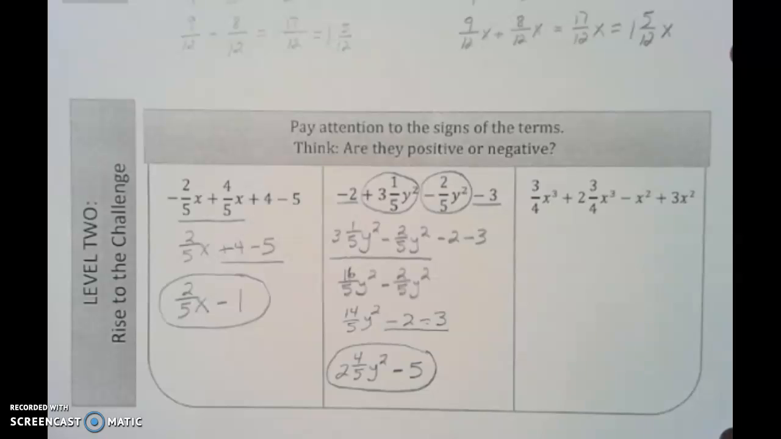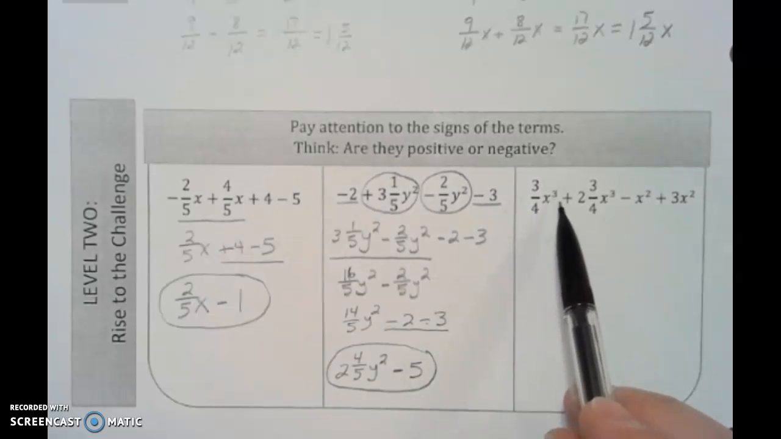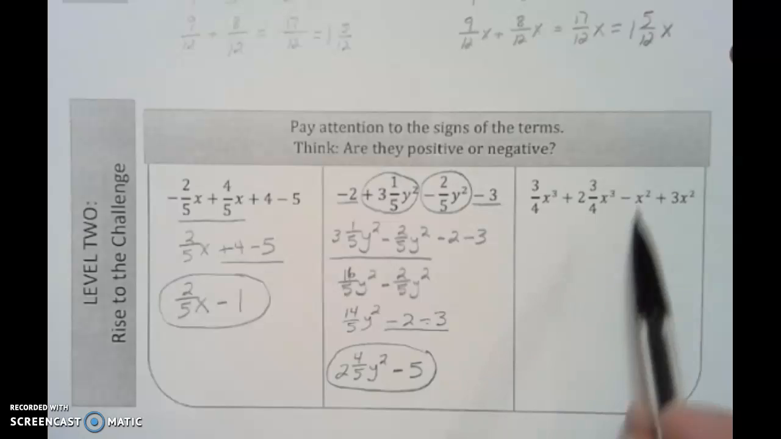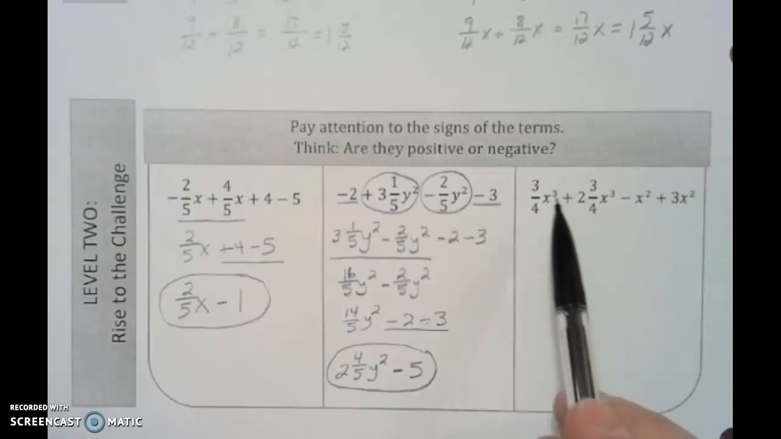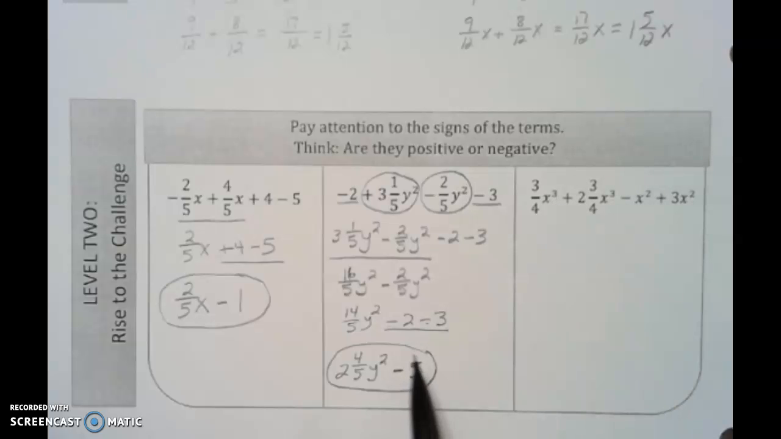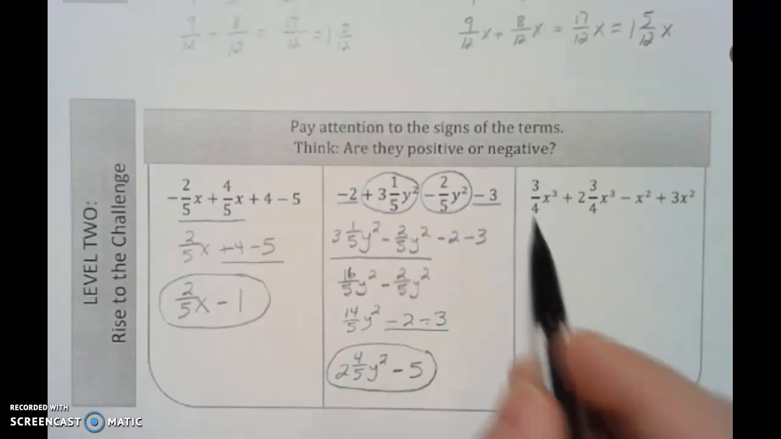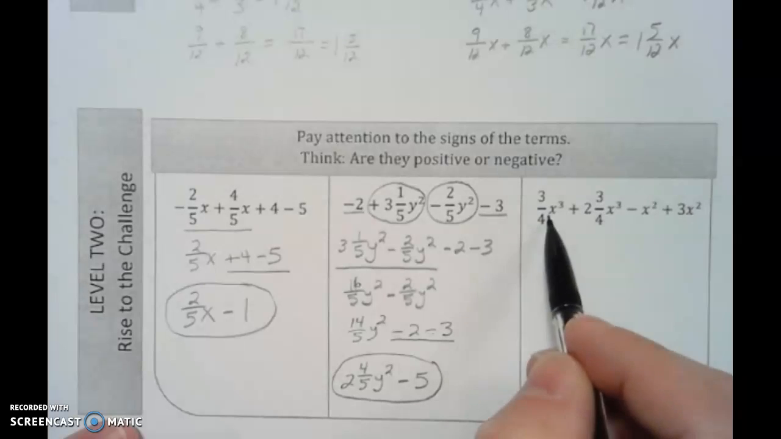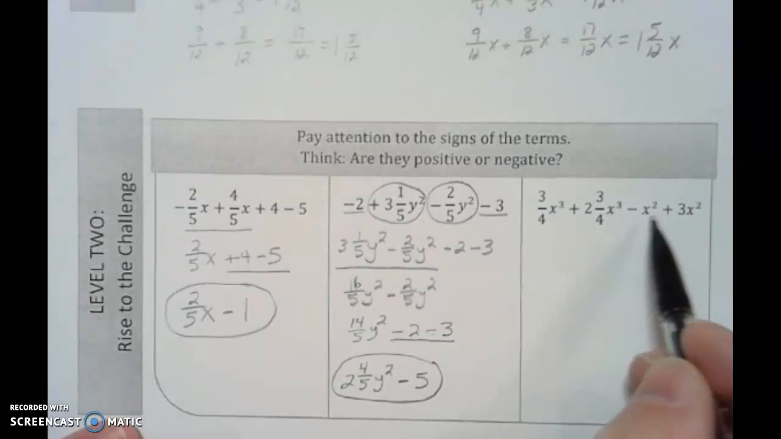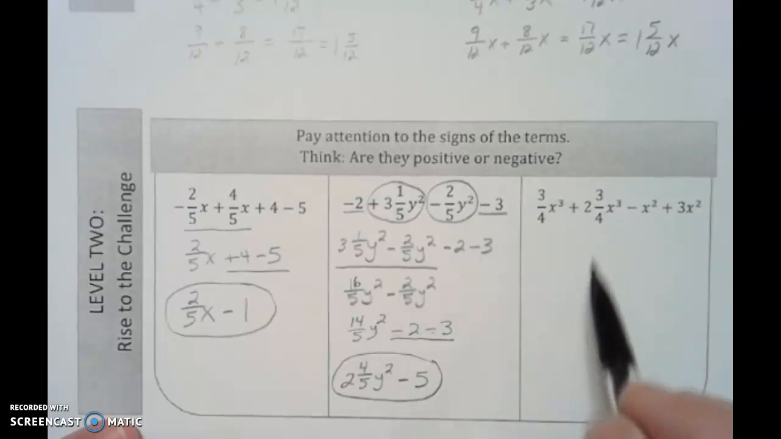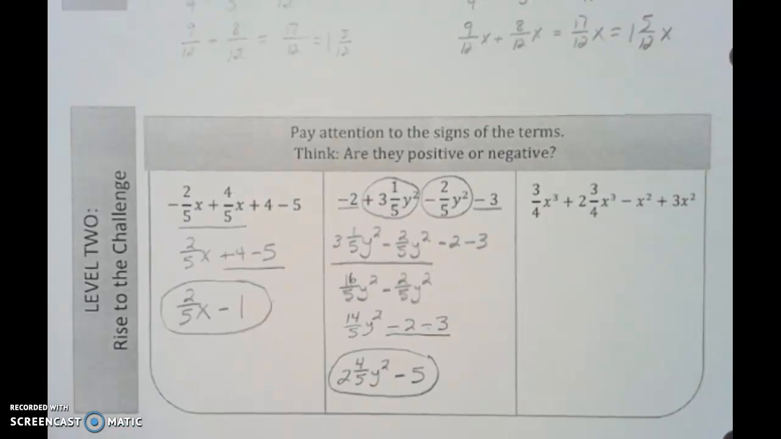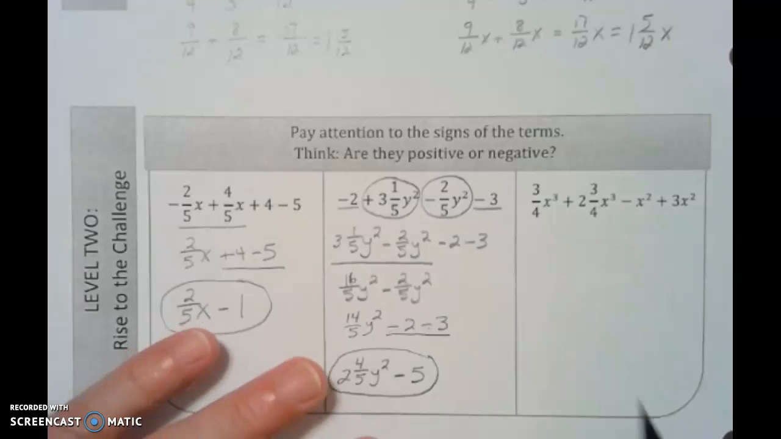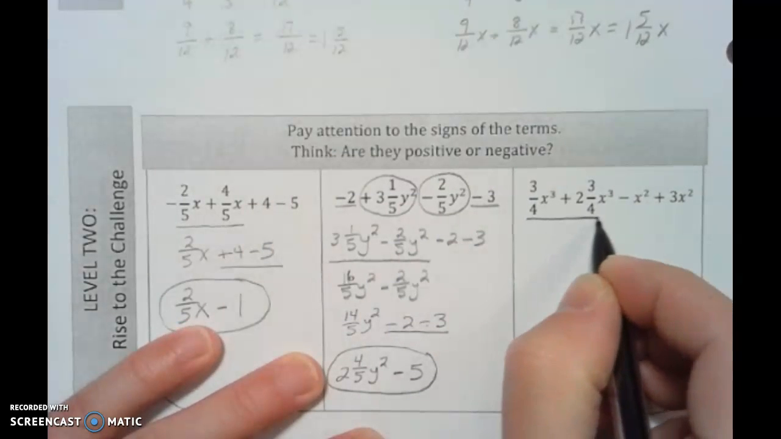Looking at the last example, I have 3/4 x to the third plus 2 3/4 x to the third minus x squared plus 3x squared. All right, they all have the same variable x, but they don't all have the same exponent. You can only combine them when they have the same variable and exponent. So I can combine my x cubed terms together, and I can combine my x squared terms together. I actually don't have to rearrange this because I've got my x cubes in front, my x squareds at the end. So I'm going to first combine my x cubed terms.